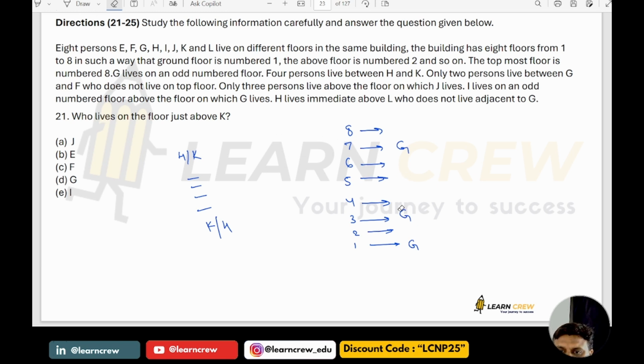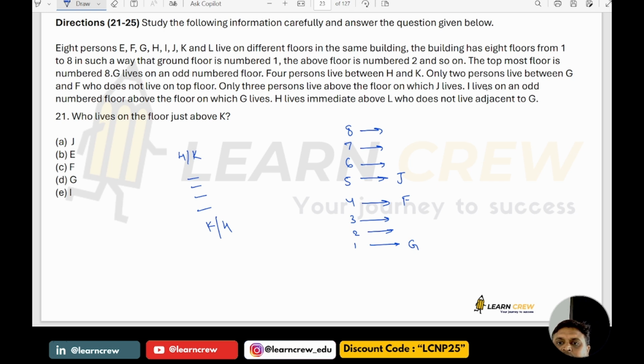Next, one possibility is G being the bottom floor. Please see here, only 2 persons live between G and F, which means I can take F here. F does not live on the top floor. Only 3 persons live above the floor on which J lives, so definitely J has to be on the 5th floor. So here also G is not there, right? That's why we have taken it out.